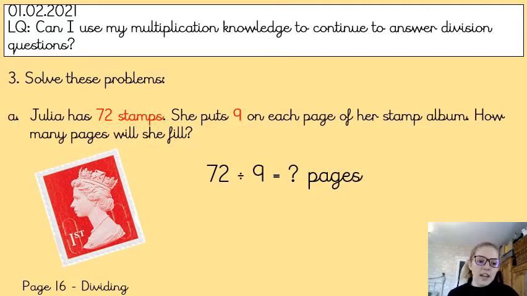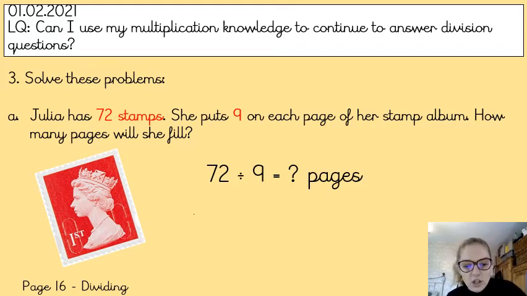And question 3, solve these problems. So I'm going to have a go of the first one with you. And I'll explain the introduction of something called remainders. Okay, so Julia has 72 stamps. She puts 9 on each page of her stamp album. How many pages will she fill? So 72 needs to be divided by 9, and that'll give me the answer of the number of pages that Julia fills.